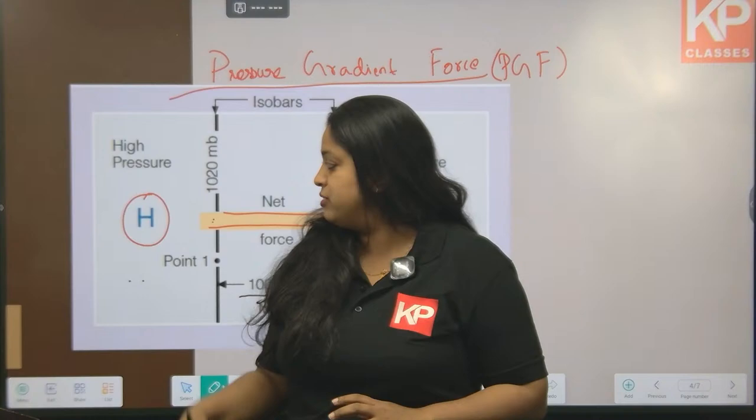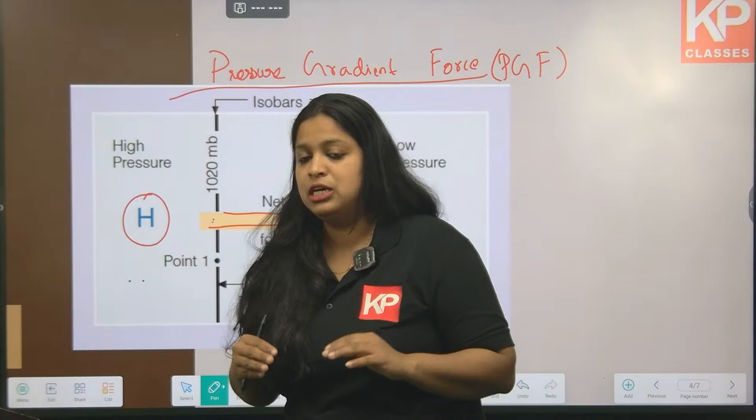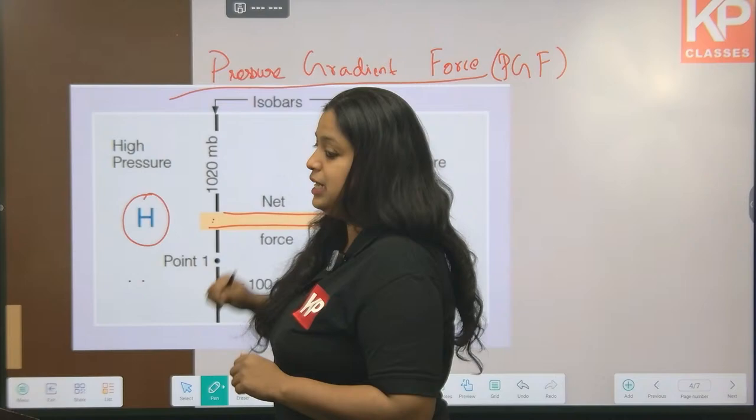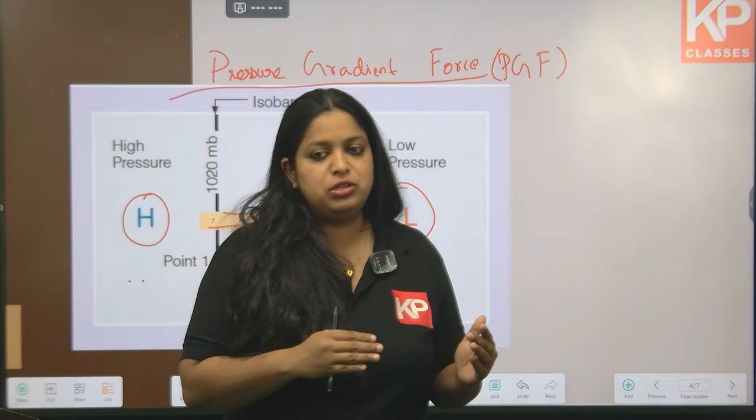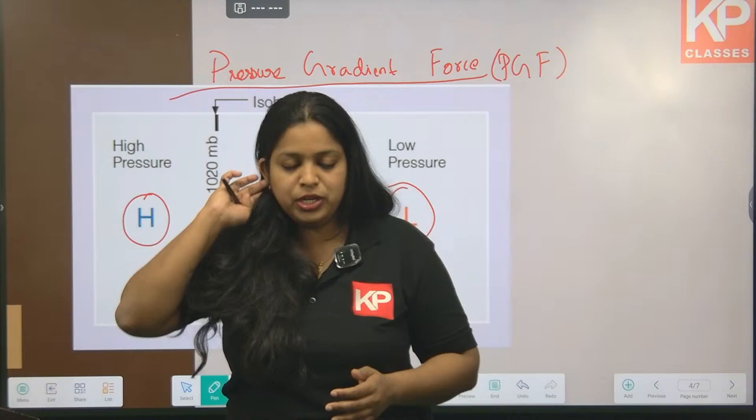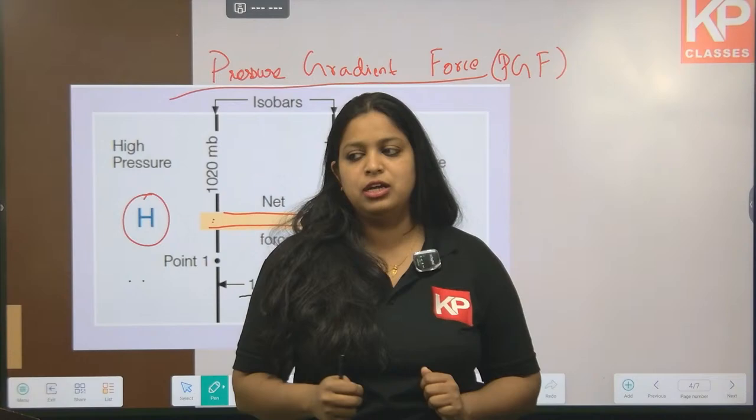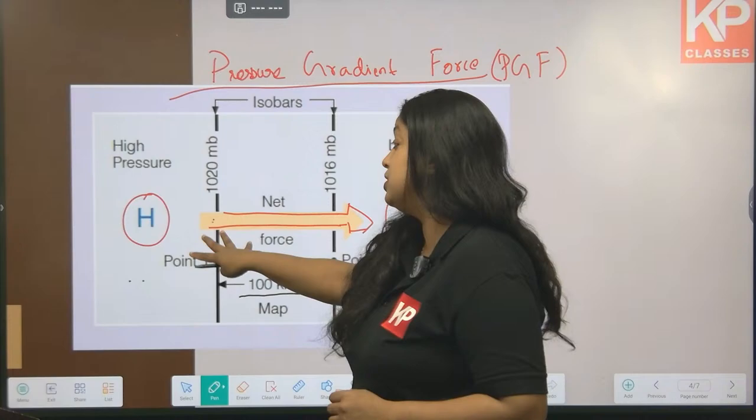The next thing you have to keep in mind is the magnitude of the pressure gradient force. The magnitude of the pressure gradient force depends upon the pressure gradient itself. How strong is the pressure gradient between two different points? Is it a steep pressure gradient or a weaker pressure gradient? If it is a weaker pressure gradient, the pressure gradient force will also be weaker. If it is a stronger pressure gradient, then the pressure gradient force between this point and this point will be greater.